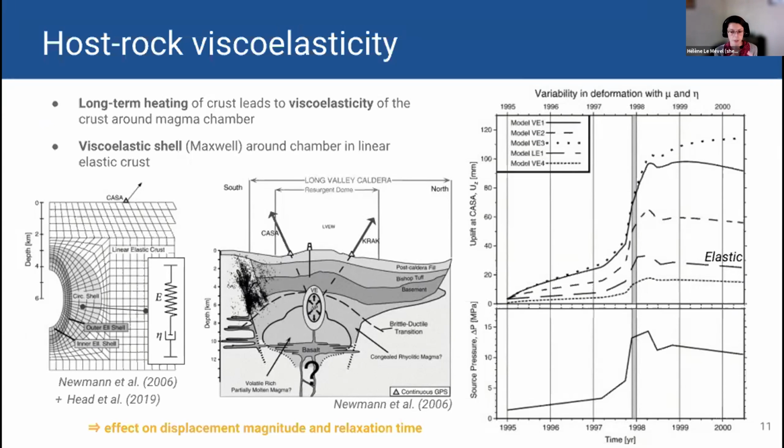So to conclude, in a viscoelastic model, the deformation over a given time interval is not always an indication of a new magma flux. So it's a combination of magma flux and the transient viscoelastic response. And this has very important implications for the assessment of magma budgets over an entire eruption cycle.